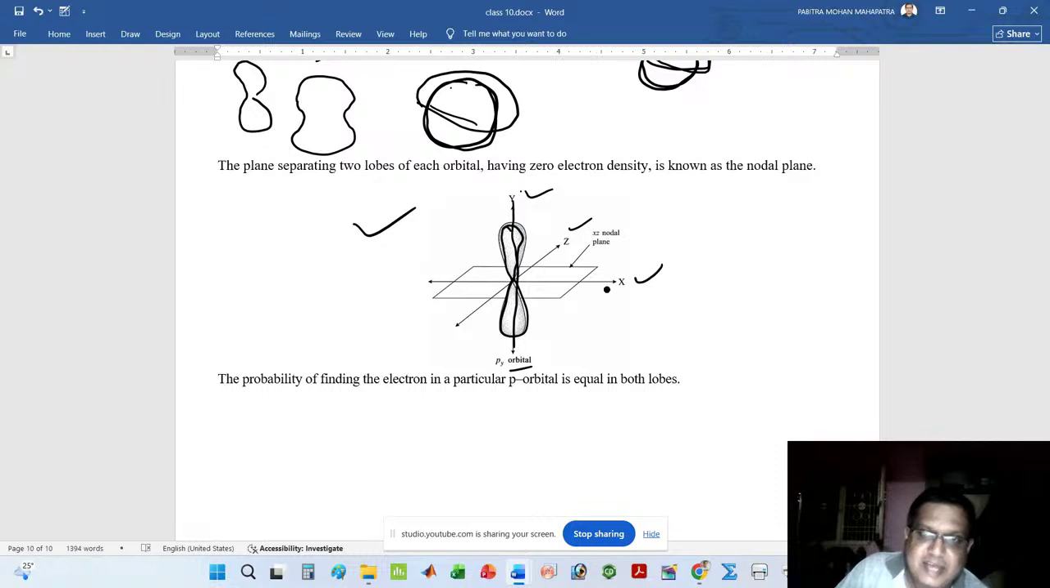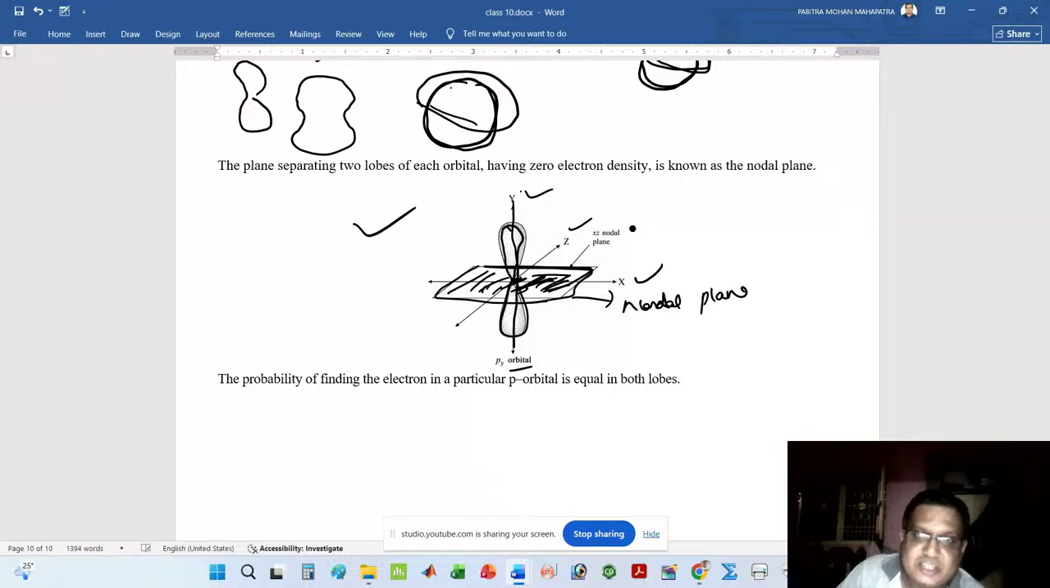Next thing about the x-axis and z-axis, they make a plane. This is the plane which is passing through the center of the three axes. This is the center. This is your nodal point. But if you think about this plane, there is no probability of finding electron. This plane is said to be nodal plane. That is said to be one nodal plane.